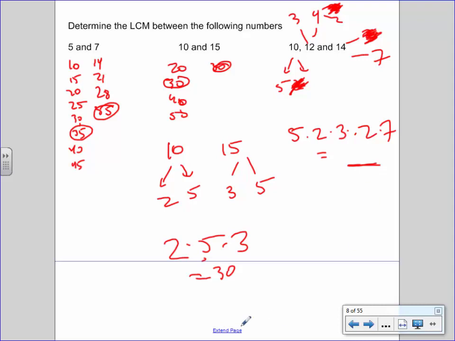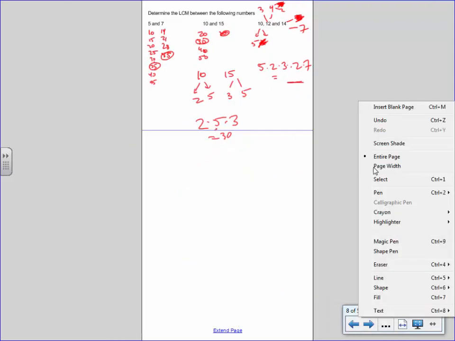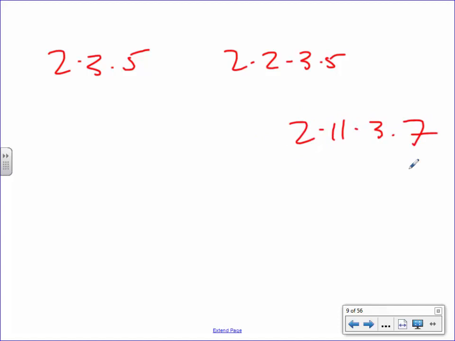Okay, let me do another example here. Let's say that there was like a 2, a 3, a 5, then there was a 2, a 2, a 3, a 5, and then there was a 2, an 11, a 3, and a 7. Okay, this guy has a 2, so I'm putting it on the list. See how this guy has a 2 though? I've already used 1, 2 from each of them. So 1, 2 has already been used up for all of them.